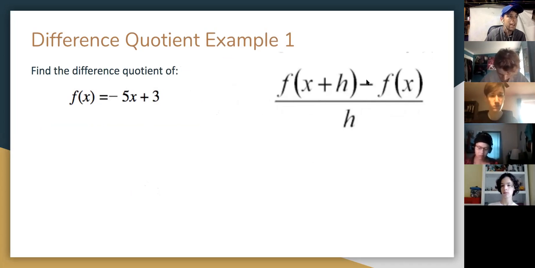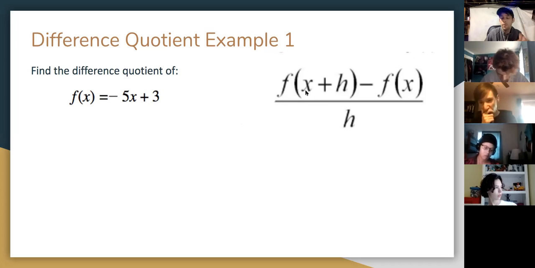All right, so let's take this function right here, f of x equals negative 5x plus 3, and we're going to figure out what the difference quotient is. So f of x, that's just the original function, negative 5x plus 3. f of x plus h, well, that one we're going to have to figure out. We're actually going to have to plug in x plus h into our function and do a little algebra with that. So I'll get things started a little bit.